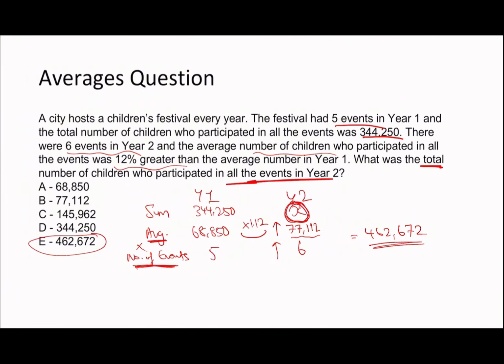Okay, fine. Let's say even if you hadn't worked it out, you would still know that it's greater because it's 12% greater than in year 1, and the number of events is greater as well. So since your sum is equal to average times the number of events, and you know that both your average is greater and your number of events is greater as well, then your overall sum must also be greater. Look at the answer options. If in year 1 you had 344,250 and you know your overall sum is greater, there's only one answer that can ever be right. All the others are too low.